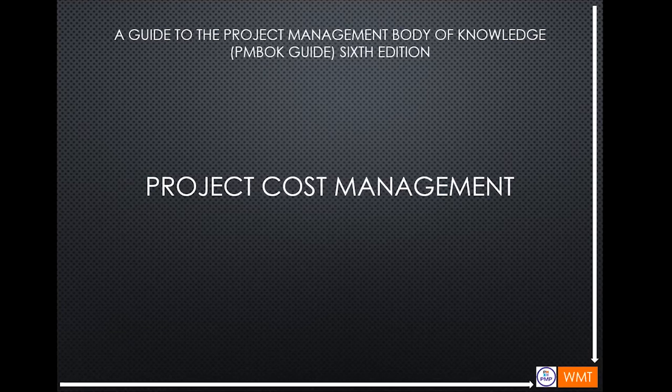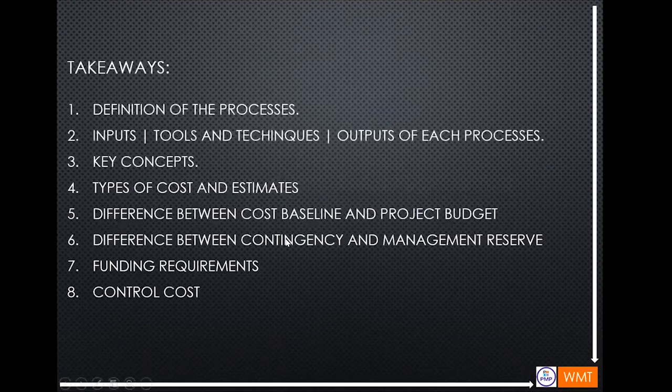So for the next topic will be about project cost management. So for the takeaways, there's only 8. So for number 1, the definition of the processes, input tools and techniques, outputs, and the key concepts, types of cost and estimates, difference between cost baseline and project budget, difference between contingency and management reserve, and then the funding requirements and the control cost.